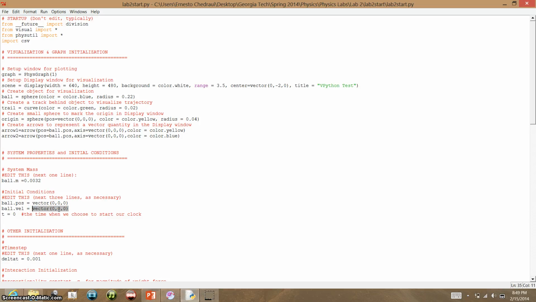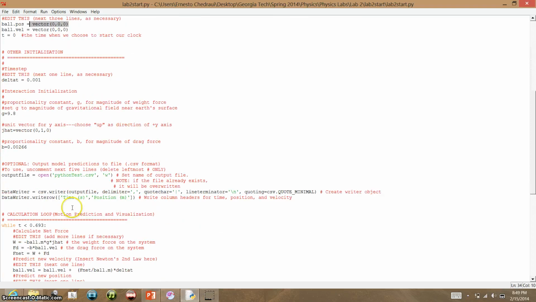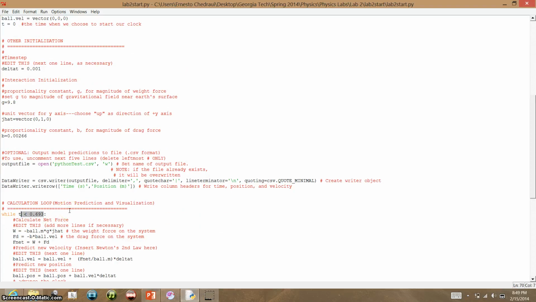The time when we choose to start analyzing is 0. The initial position of the object based on the assigned axis is 0 as well. The last frame finishes at time t equals 0.693 seconds. Here it is. And finally, the constants: g, which is equal to 9.8 meters per second squared, and b, which was approximated to be equal to 0.00266. This was based on the actual final position of the object.